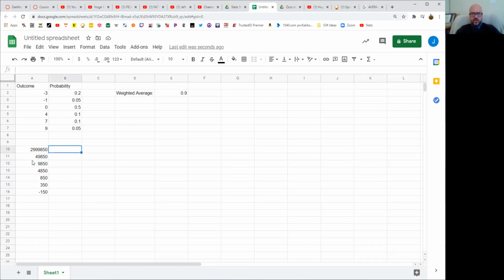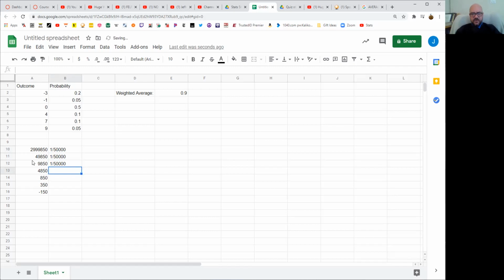I think it just takes fractions if I put them in. So I had a 1 out of 50,000 probability of winning this. I don't know if it knows that's a number. I hope so. Or 1 out of 50,000 here. Or 1 out of 50,000, I think, for this one.